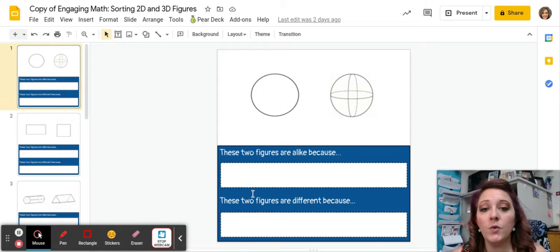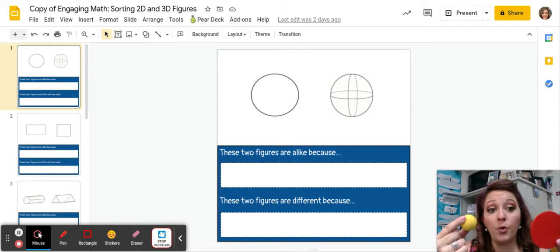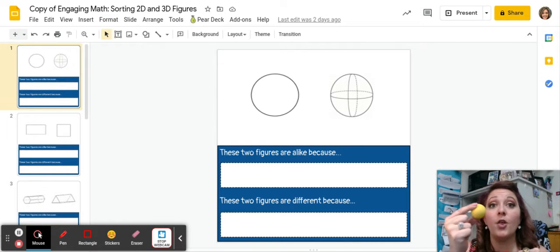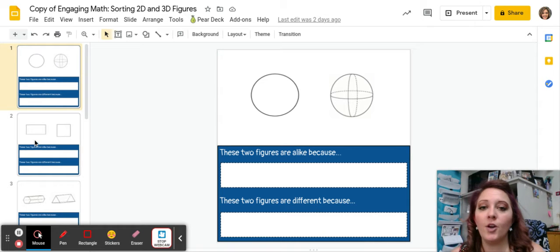So these two shapes are alike because they are both round, but they are different because this one is 2D, it's flat, and this one is 3D. Let's look at our next one.